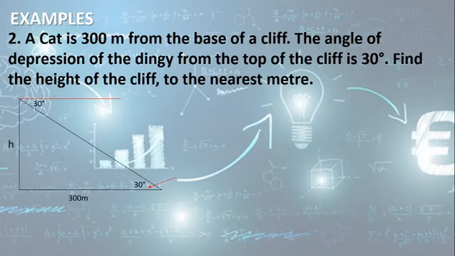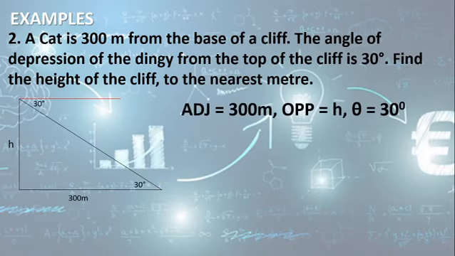So I insert that adjacent is 300 meters because it's the side with two angles. Remember, the right angle at one end and 30 degrees at the other. My opposite side is h, which is the side that is facing the angle being considered. And then my angle theta is 30 degrees. So I insert tan once again, opposite divided by adjacent.